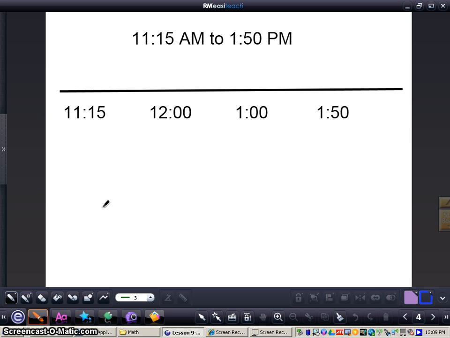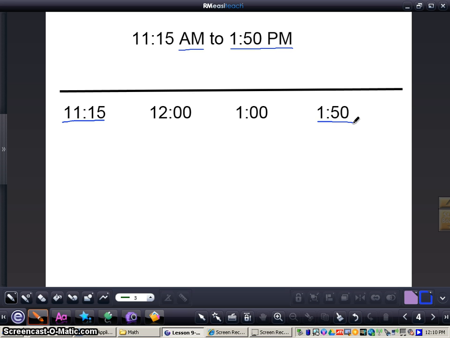This one's a little bit more difficult than the previous one. So we're trying to figure out the elapsed time from 11:15 a.m., you can see here, all the way to 1:50 p.m. Okay, so once again I'm going to set up a timeline just like I have right in front of you. I'm going to start out with my initial time, which is 11:15. Okay, and I'll have hour intervals all the way up until my final time, which is 1:50.